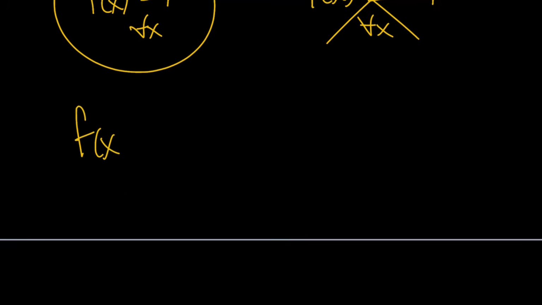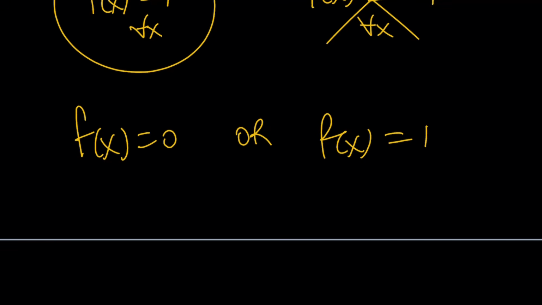So at the end, we got two solutions. F of x is either 0 for all x values, or f of x is equal to 1. So this functional equation has two solutions.